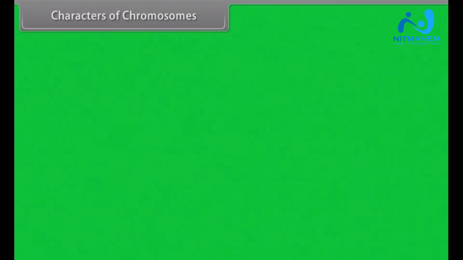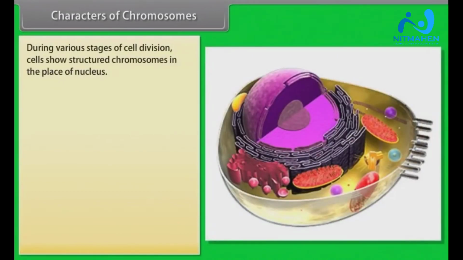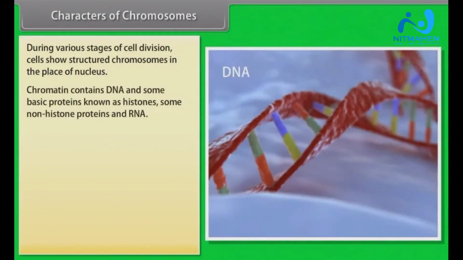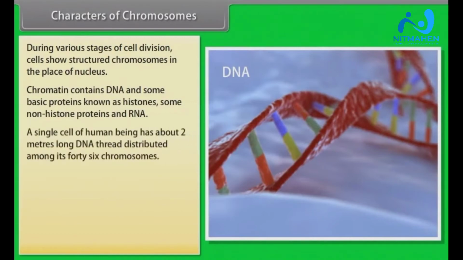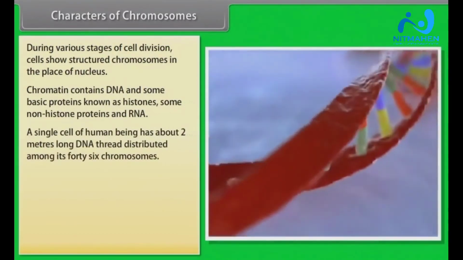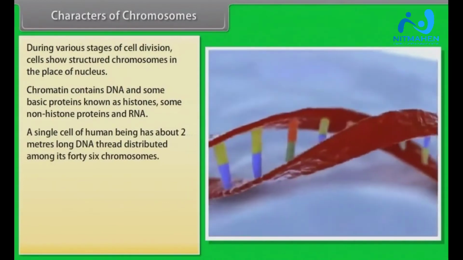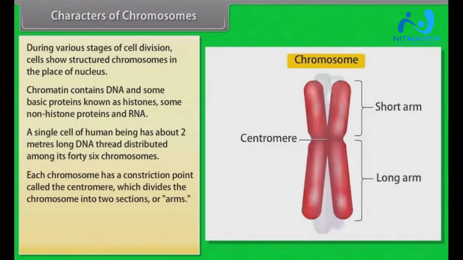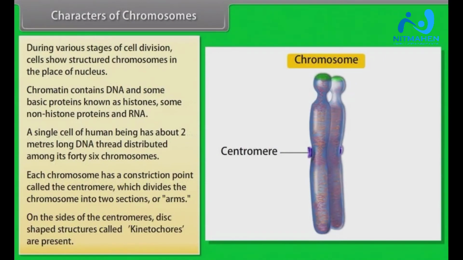Characters of chromosomes. During various stages of cell division, cells show structured chromosomes in the place of nucleus. Chromatin contains DNA and some basic proteins known as histones, some non-histone proteins, and RNA. A single cell of a human being has about 2-meter-long DNA thread distributed among its 46 chromosomes. Each chromosome has a constriction point called the centromere, which divides the chromosome into two sections or arms. On the sides of the centromere, disc-shaped structures called kinetochores are present.